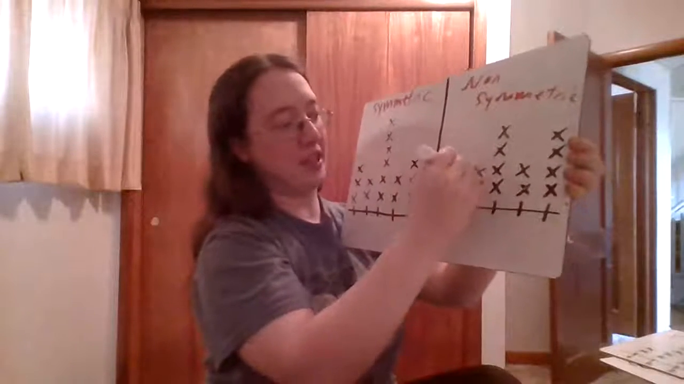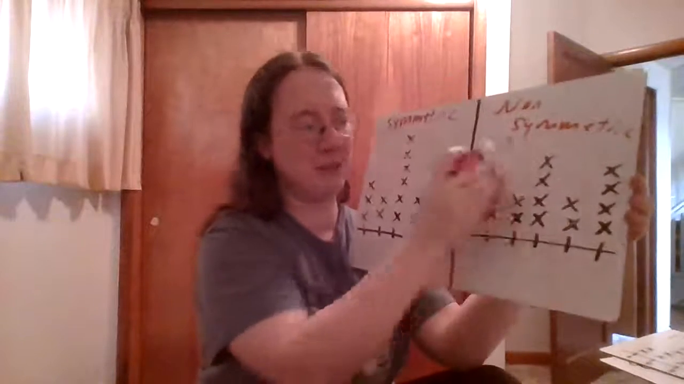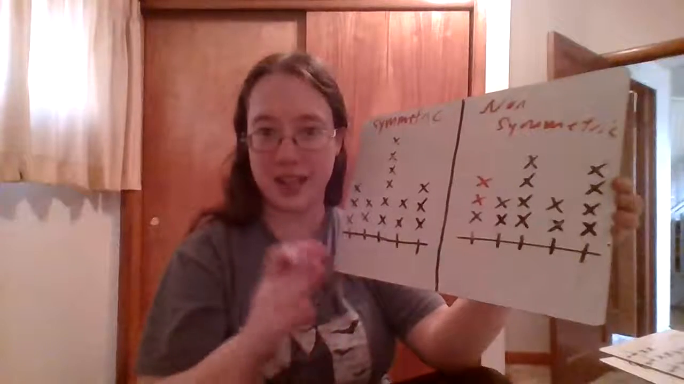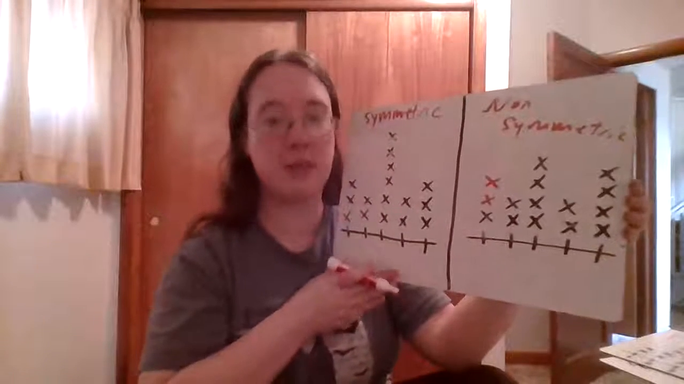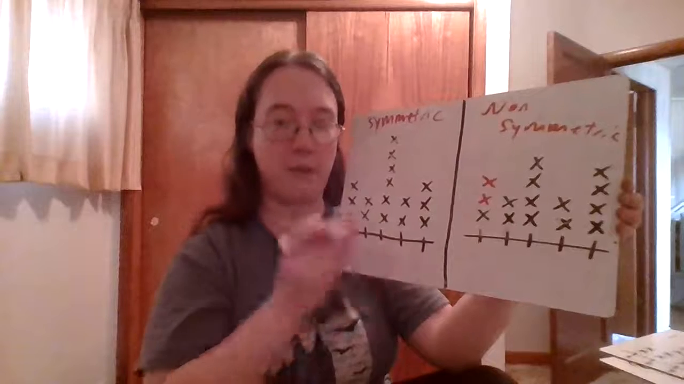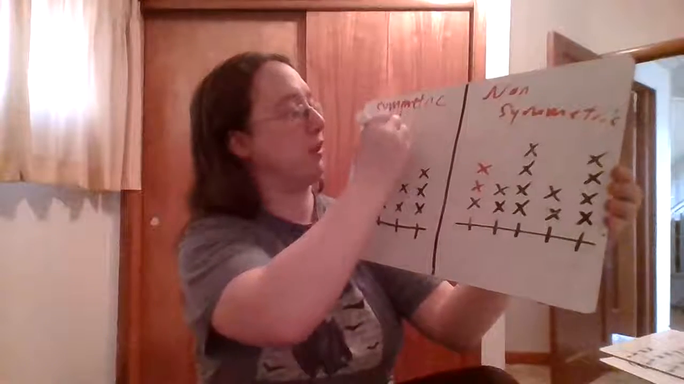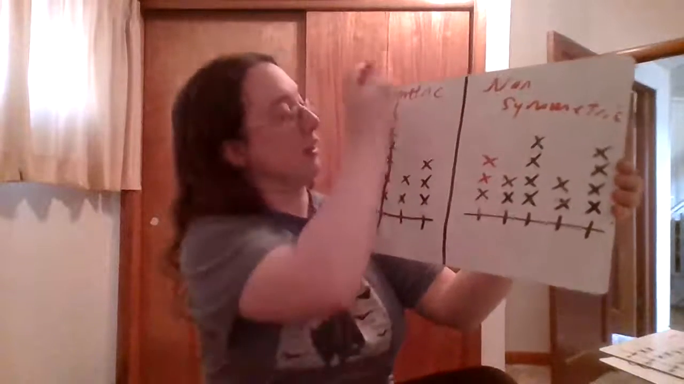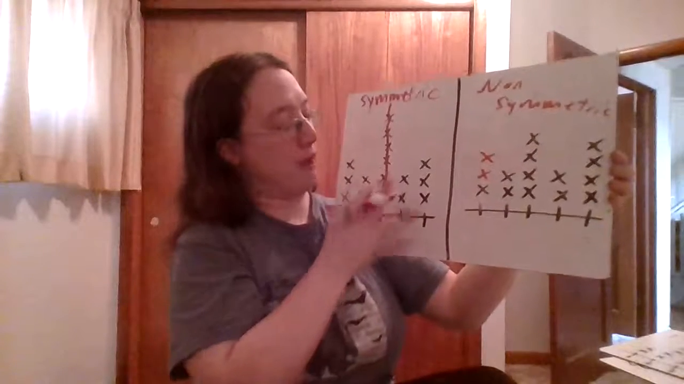So even if I added like another point here and another point here, that's pretty close to this, but still not quite. So in order to be symmetric, it needs to be exactly the same on both sides. So there needs to be some sort of line in the middle where you could say, yep, that's the middle, those are the same, those are the same.